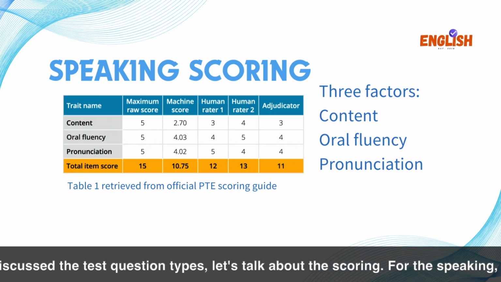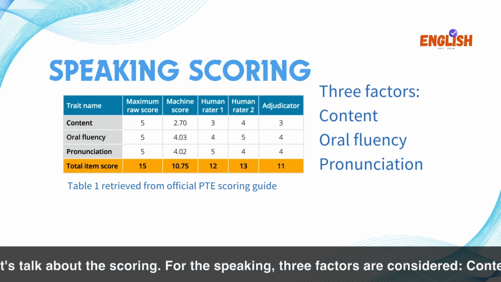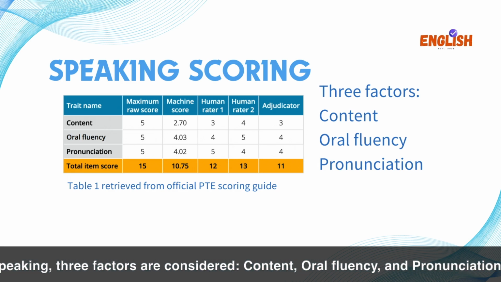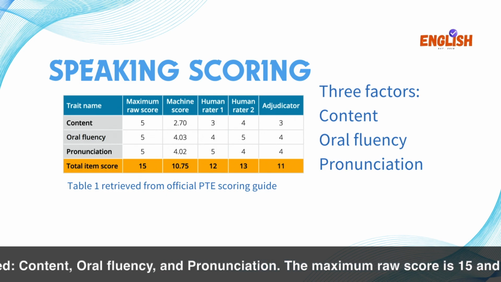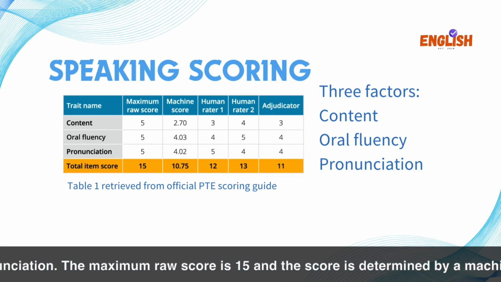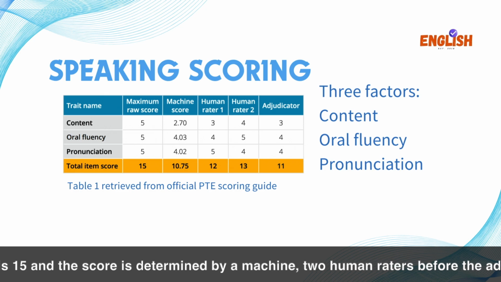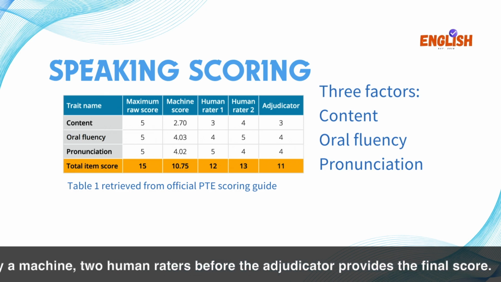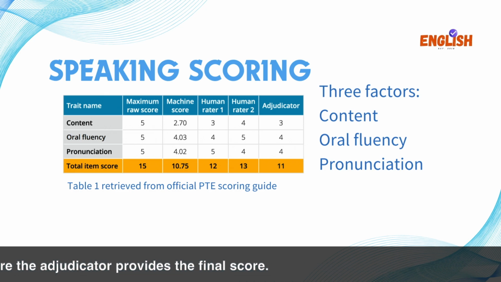For the speaking, three factors are considered: content, oral fluency, and pronunciation. The maximum raw score is 15, and the score is determined by a machine and two human raters, before the adjudicator provides the final score.